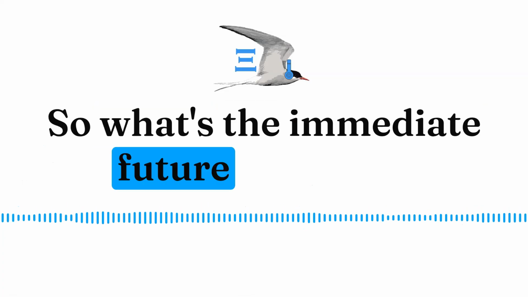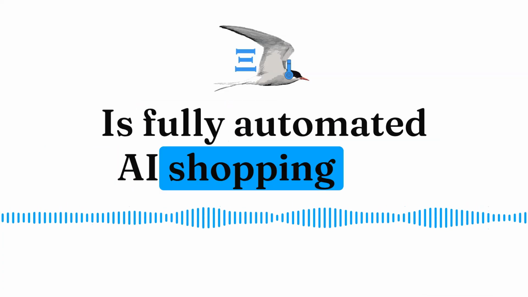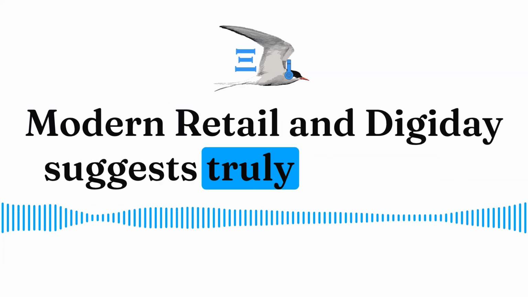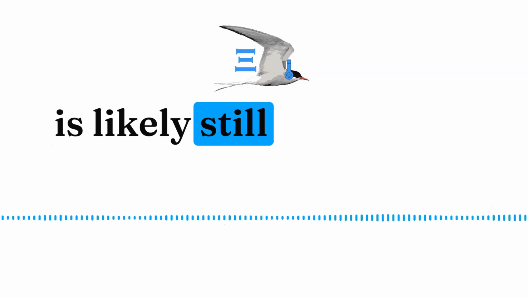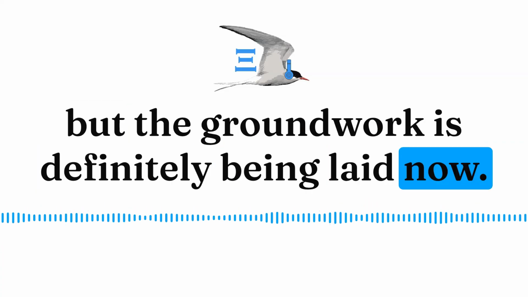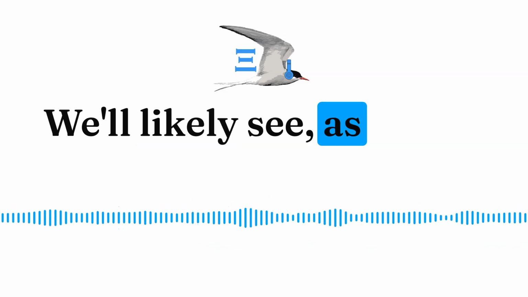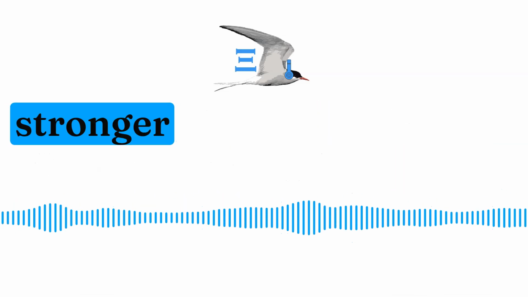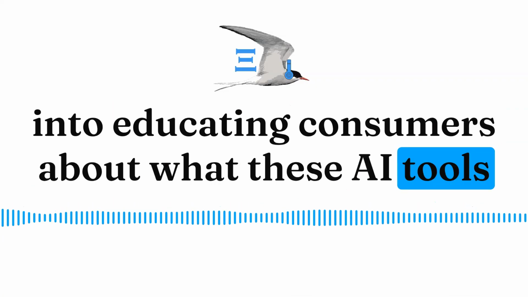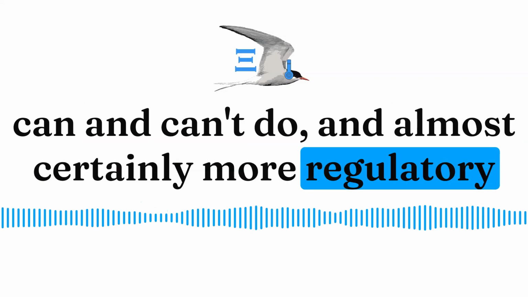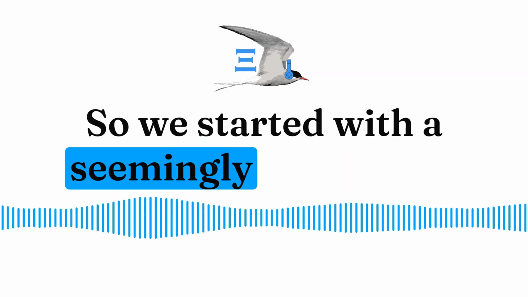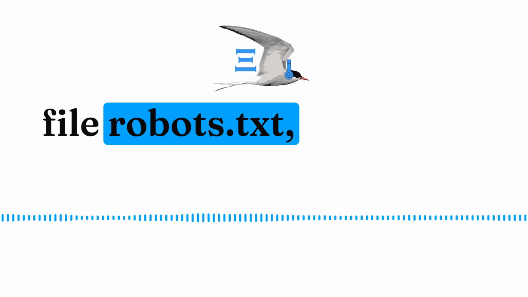So what's the immediate future look like? Is fully automated AI shopping just around the corner? Probably not just around the corner. Modern Retail and Digiday suggest truly agentic AI is likely still years away from mainstream reality. But the groundwork is definitely being laid now. And in the meantime, we'll likely see, as Power Commerce predicts, much stronger security protocols develop, more effort put into educating consumers about what these AI tools can and can't do, and almost certainly more regulatory discussions shaping how AI operates online.